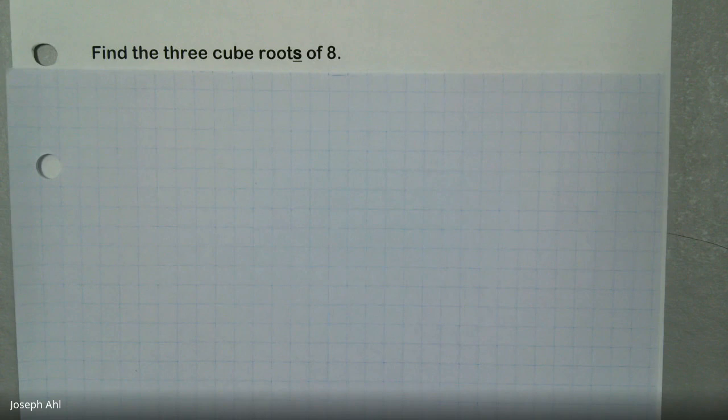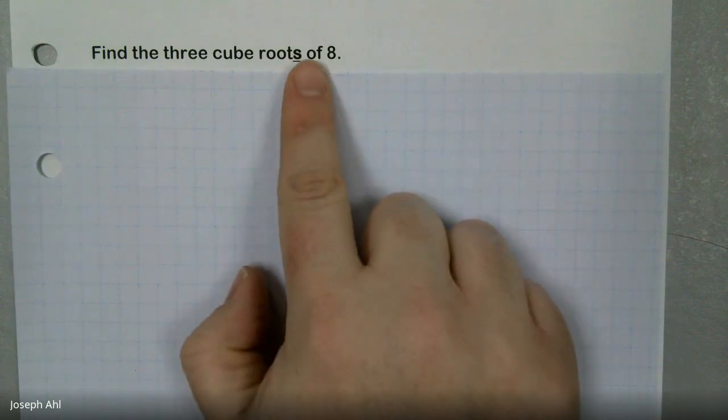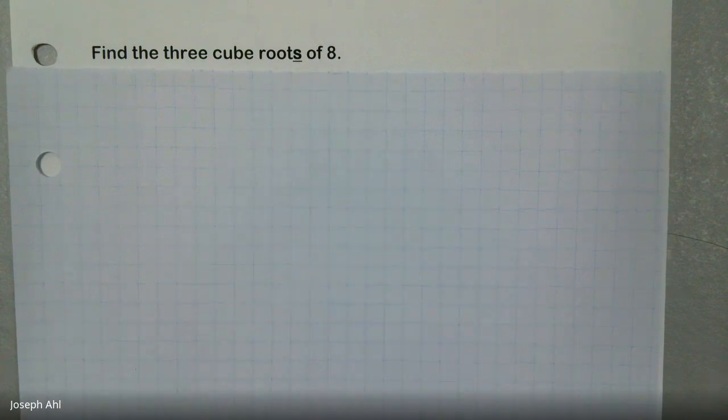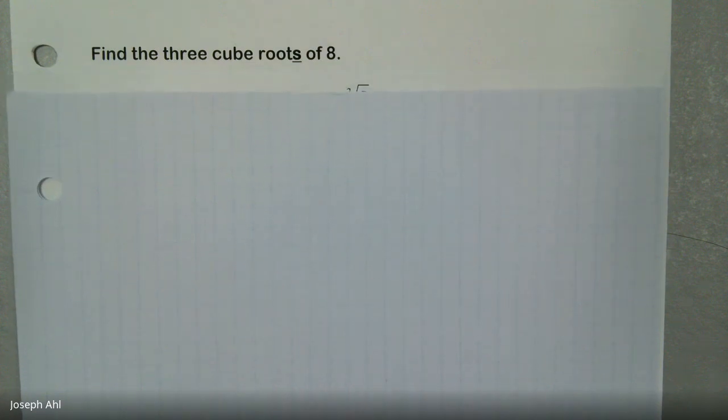So find the 3 cube roots of 8. Notice how I have pluralized here, not just the cube root of 8, but the 3 cube roots of 8. So there are 3 answers to this. And you might be thinking, well, hey, I know what the cube root of 8 is. The cube root of 8 is 2. You are correct, but we'll talk about what that implies in a second.